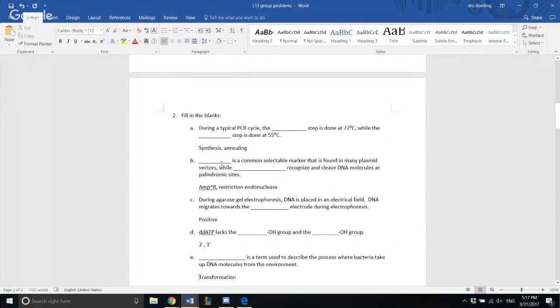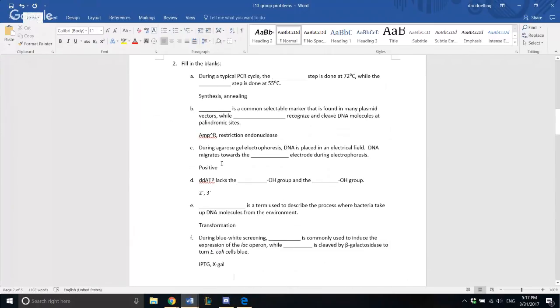All right. For 2, during a typical PCR cycle, the synthesis step is done at 70 degrees Celsius, while the annealing step is done at 55 degrees Celsius. Amp is a common selectable marker that is found in many plasmid vectors, while the restriction endonuclease recognizes and cleaves DNA molecules at palindromic sites. Among the gel electrophoresis statements, the DNA is placed in an electrical field, and DNA migrates towards the positive electrode during electrophoresis.